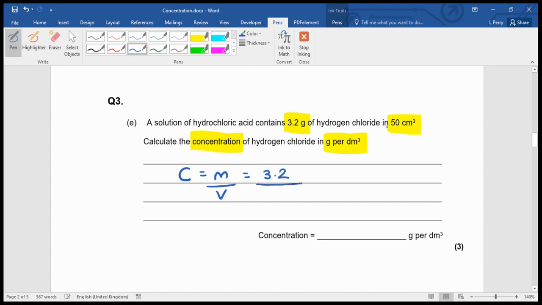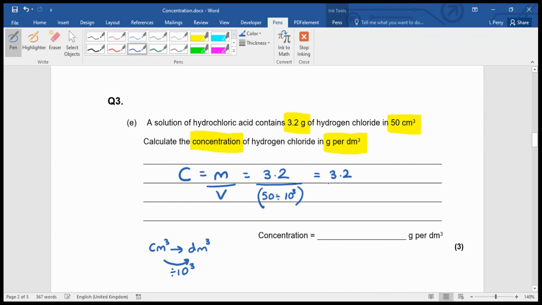My volume I need to change. So 50 centimeters cubed turned into decimeters cubed. So remember, centimeters turned into decimeters, I divide by 10. Centimeters cubed to decimeters cubed, I divide by 10 cubed. So I'm going to do on the bottom 50 divided by 10 cubed, in brackets, if I want to type it into my calculator all in one go. I'm going to do it separately though.